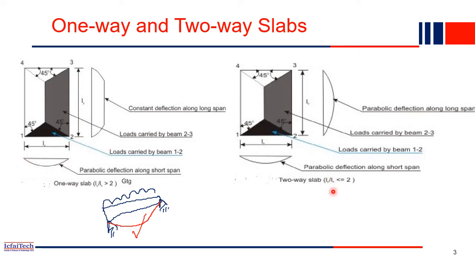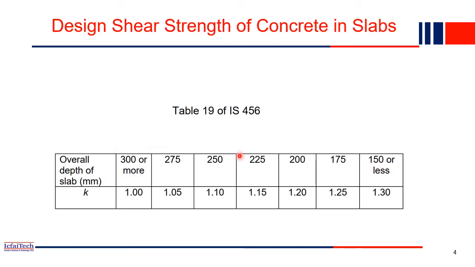Whereas if Lx by Ly is less than or equal to 2, then we call it a two-way slab, where the bending is happening about both the axes, short axis as well as long axis. So that we understood from this slide. Now let's check what about the design shear strength of concrete in a slab.